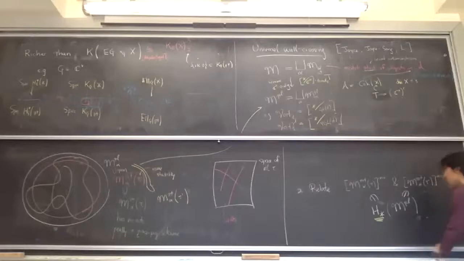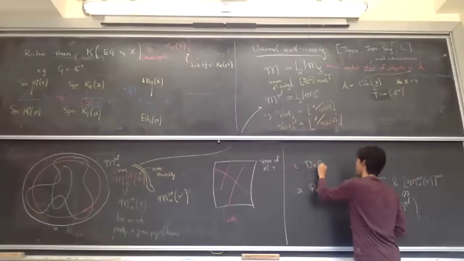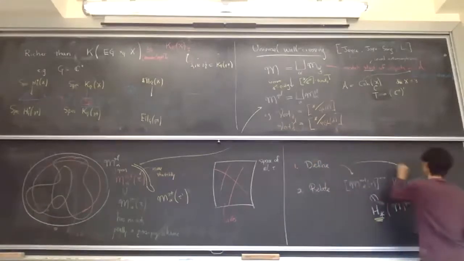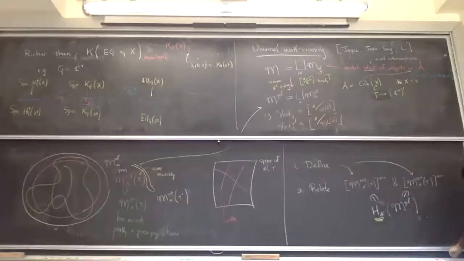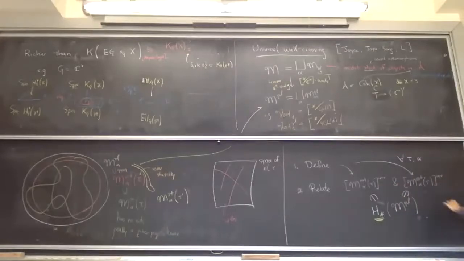Okay, but even before we try to relate these invariants, we're going to have to do step one, which is we have to define them. And you want to define these for all tau and all alpha, regardless of whether or not you have strictly semi-stable objects. Okay. I guess also all tau prime.